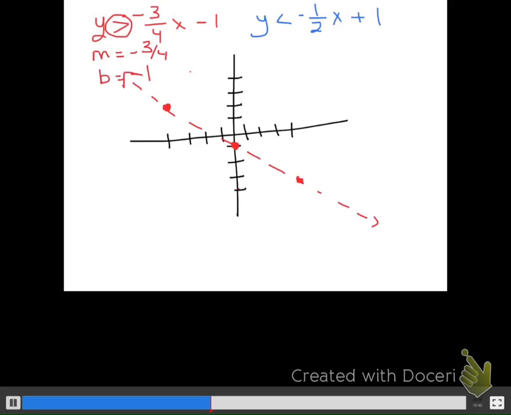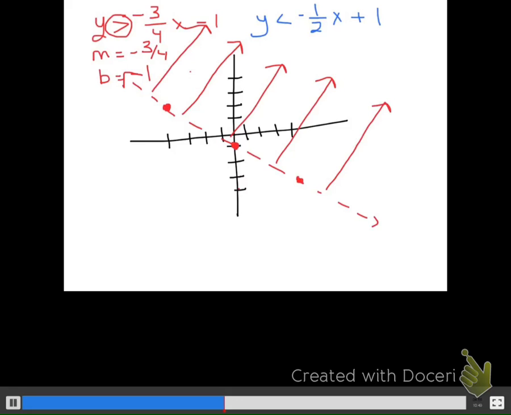And since it is greater than, all the y's are greater than, we know all the points above this line are solutions to this inequality. So I am going to put arrows to show that I need to shade above this line.